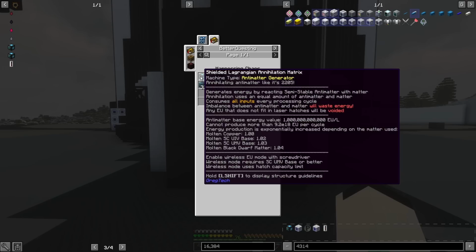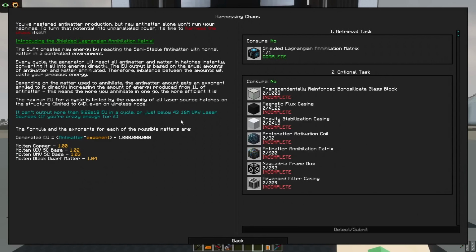It also tells you the base antimatter energy value, which is 1 trillion EU per liter. Unfortunately, not in the tooltip, but fortunately in the quest, it tells you exactly how this exponent factors in. So the generated EU is the amount of antimatter you burn to the power of exponent times a trillion. I'm going to be using UMV superconductor base, of course, because I need the wireless capability. And so that means I'll be getting antimatter to the 1.03 times a trillion EU per liter of antimatter.